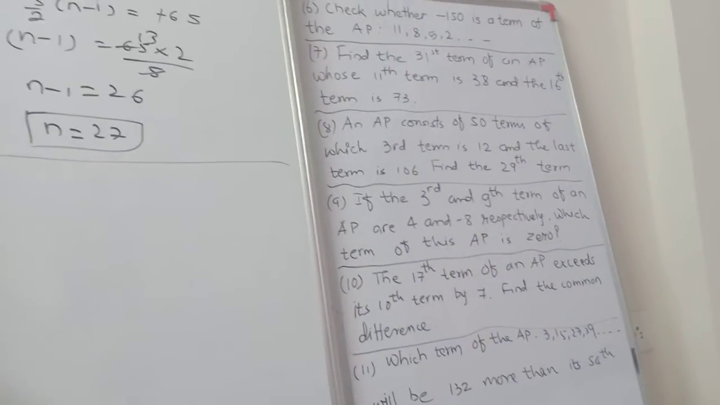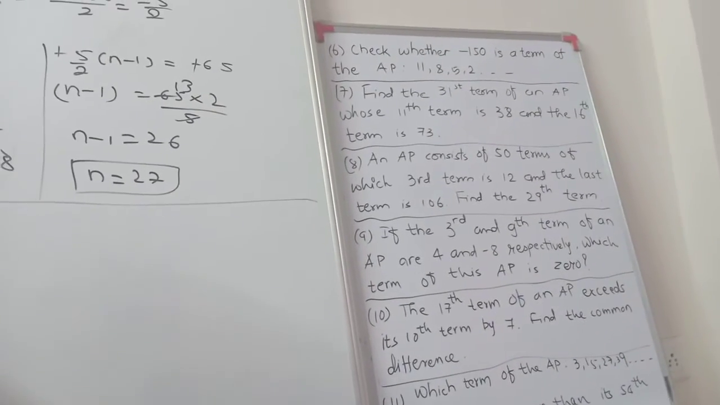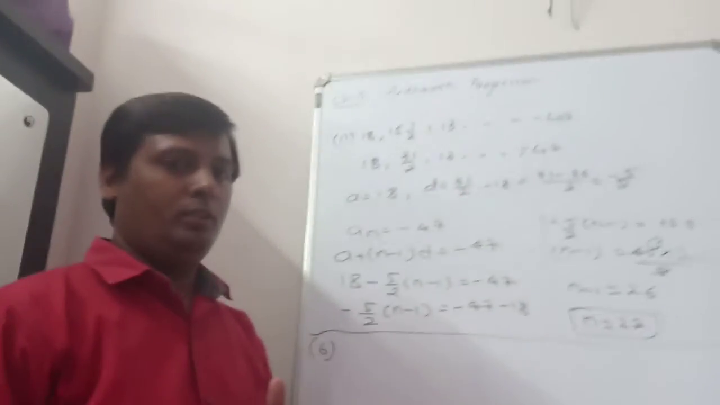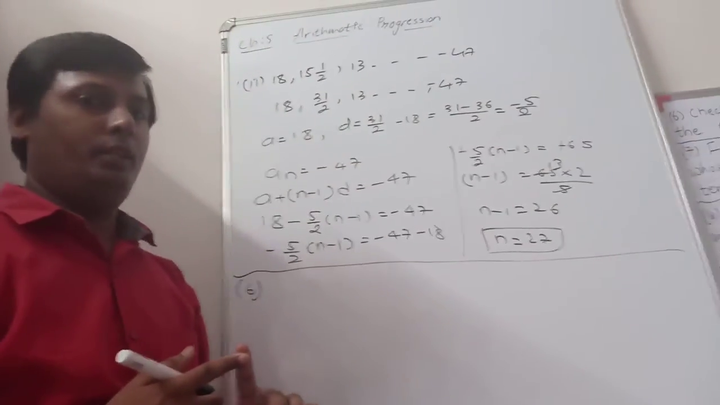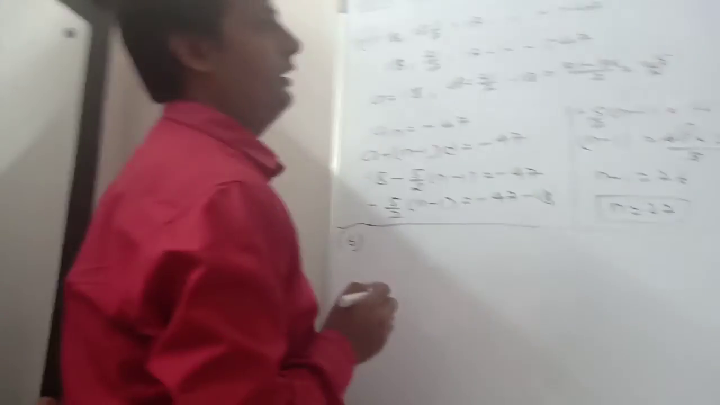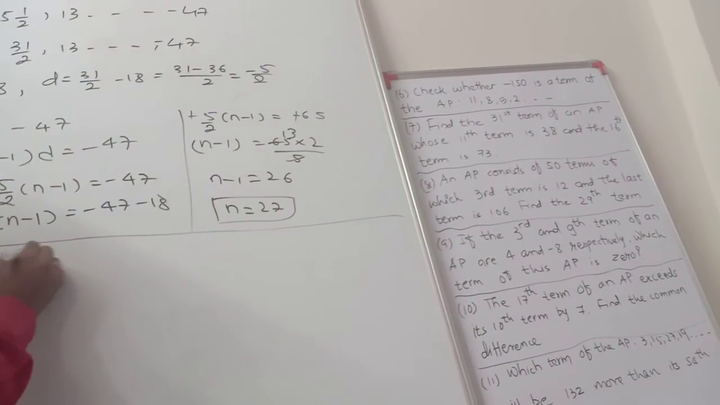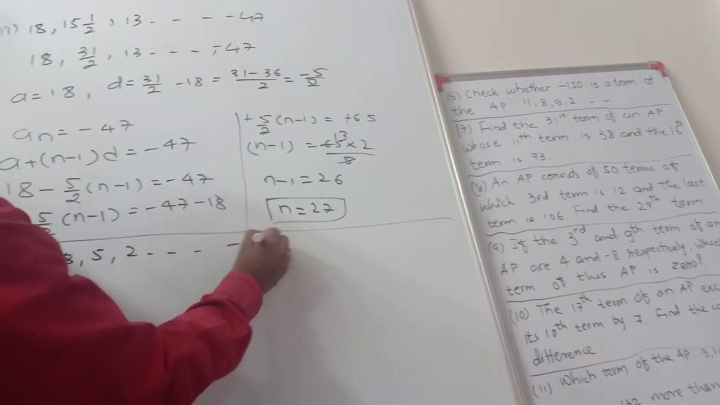See the blackboard. Here we check whether minus 150 is a term of the given AP. We want to check whether minus 150 is any term of the given AP or not. So simply, the term number should be non-negative, and it should not be a fraction, it should be an integer. First of all, check it. Here the AP is 11, 8, 5, 2. Let's make the question easy, minus 150.